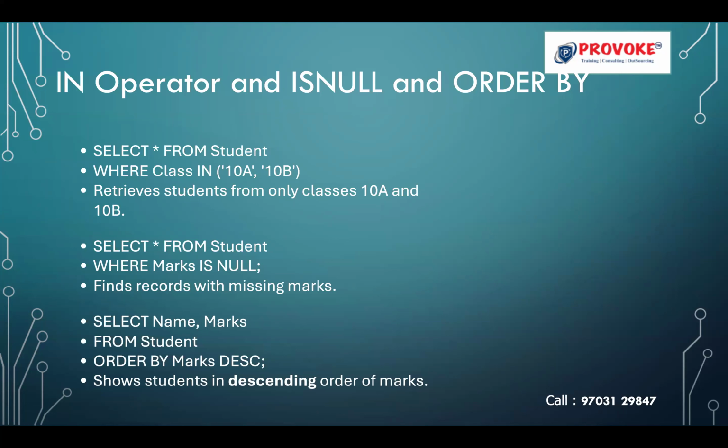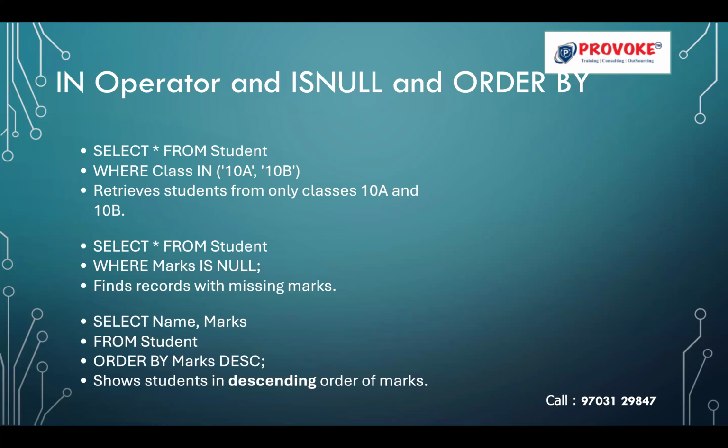Select star from student where marks is null. Whichever records have null values means missing marks. So it is going to find the records with the missing marks. Select star from student where marks is null. So it is going to retrieve the records which do not have the marks. The empty records of this student table for the marks column will be retrieved.